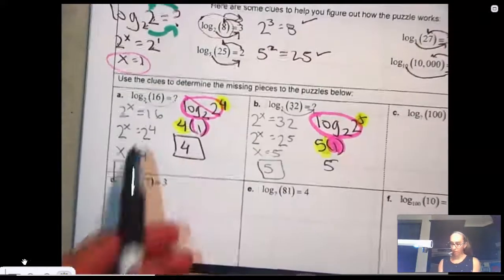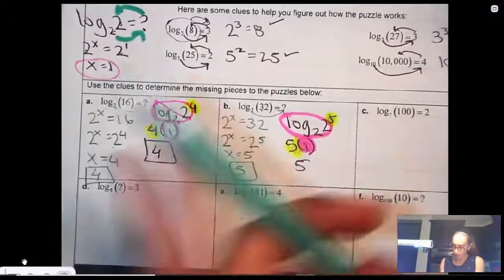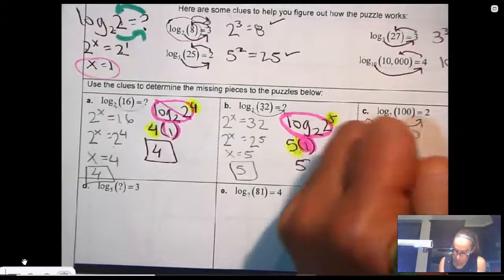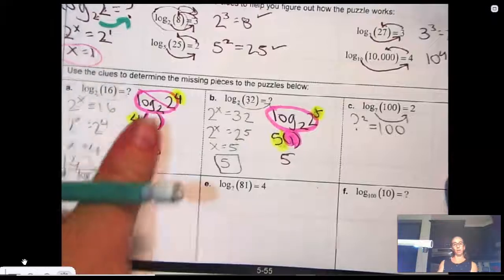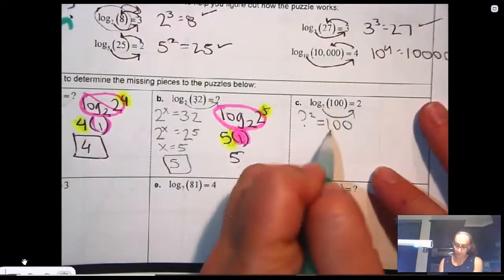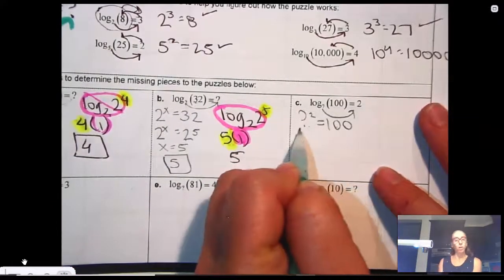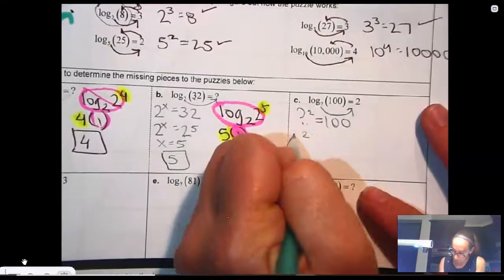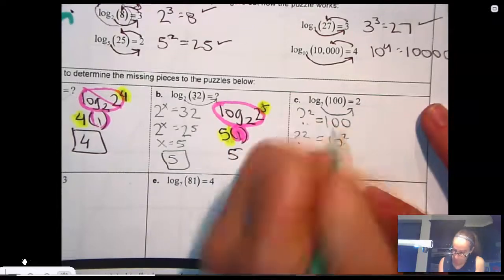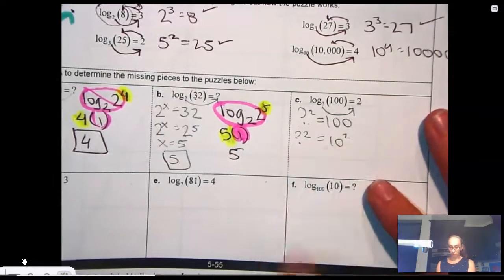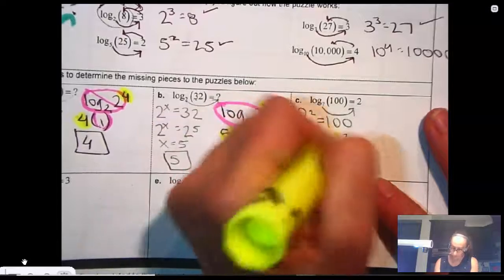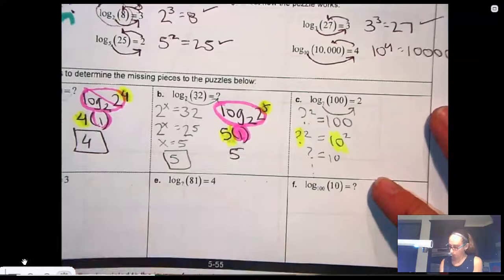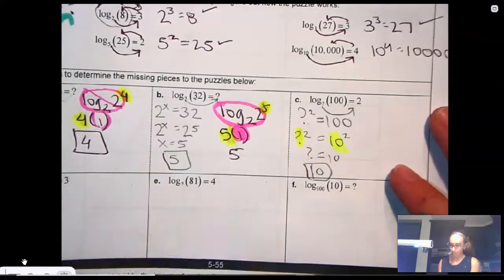Now, this time we're saying, okay, this one's a little bit different because this time I'm saying question mark squared equals 100. Okay, well, then what does that mean I'm going to do? I can't make the bases the same because one's a question mark and one's a number. But instead of making the bases the same, you know what I'm going to do? I'm going to make the exponents the same. Now that my exponents are the same, my question mark equals 10. So question mark equals 10, so the answer is really just 10.